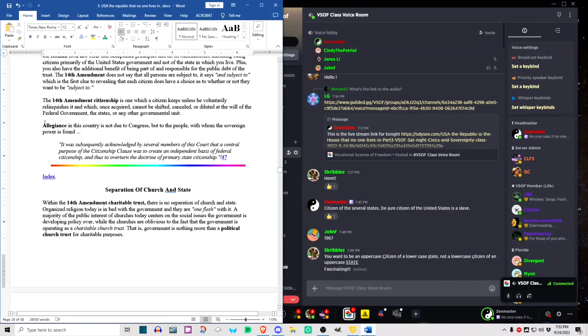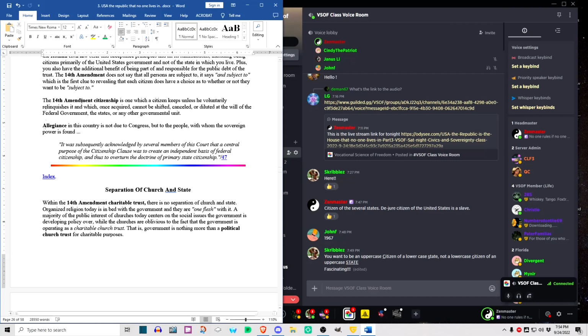Allegiance in this country is not due to Congress, but to the people, to whom the sovereign power is found. Quote, it was subsequently acknowledged by several members of this court that a central purpose of the Citizenship Clause was to create an independent basis of federal citizenship, and thus to overrun the doctrine of primary state citizenship. Notice that. This is directly out of a court case.